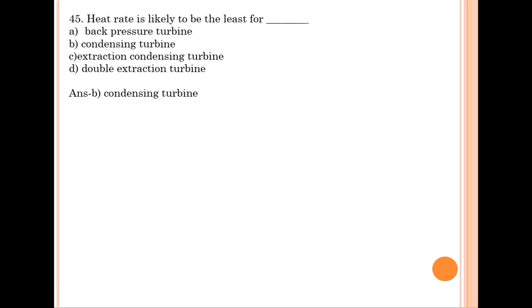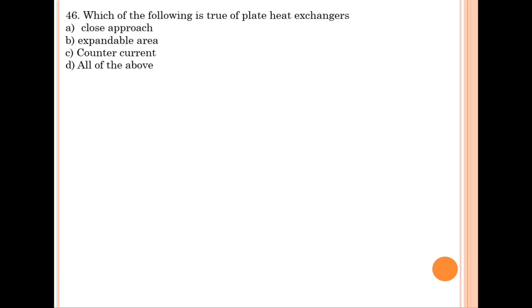Heat rate is likely to be least for, and this option B is the right answer because in condensing turbine there is huge loss, that's why the heat rate is also less. B is the right answer.